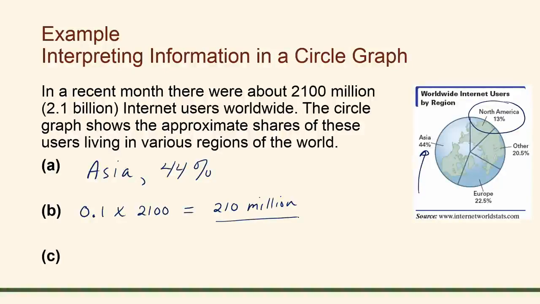Letter C, how many actual Internet users were there in North America? Well, now we'll take the true percentage, 13%, which is 0.13, and multiply that by 2,100. And 0.13 times 2,100 million, again the 2,100 is in millions of people, we multiply this out, we get 273, and again the units would be millions of people. So the true actual number of users in North America is 273 million.